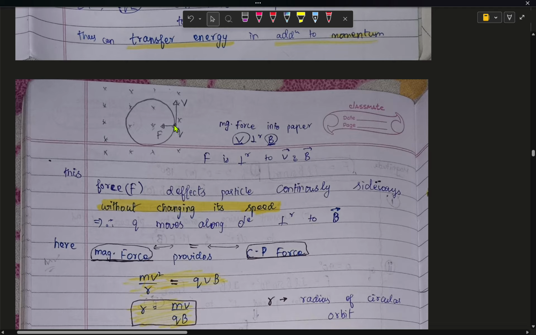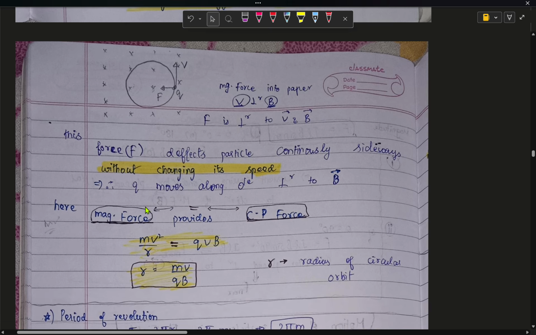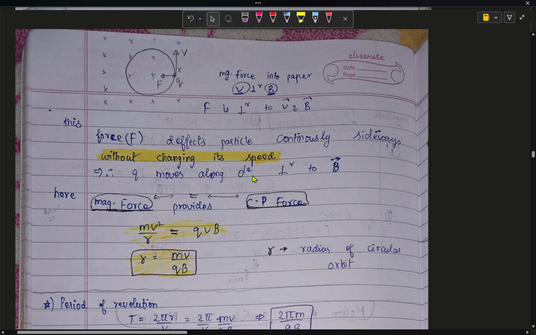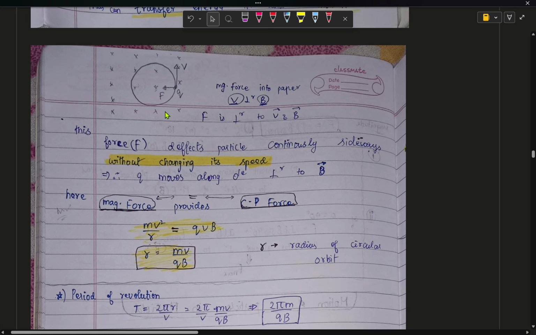So the speed of the particle will remain constant, but the direction will change drastically. Continuously, the direction of the velocity will change. So eventually, it follows a circular motion. That's why Q moves along the circle perpendicular to the magnetic field. Magnetic force provides the centripetal force.